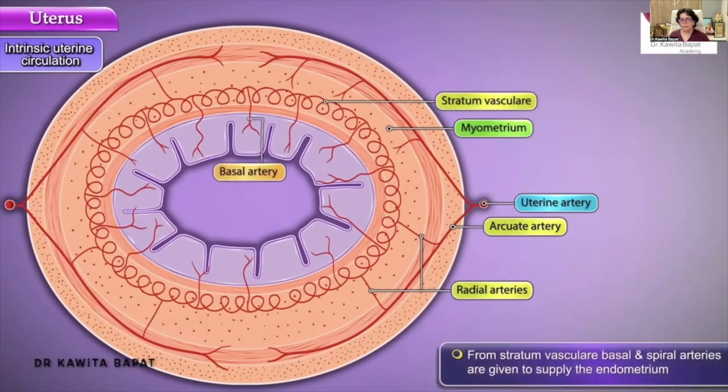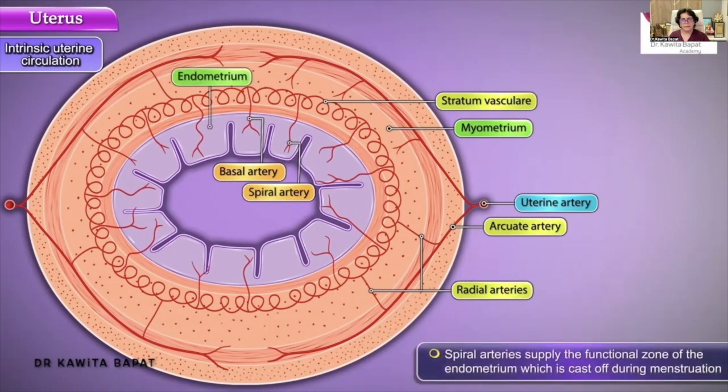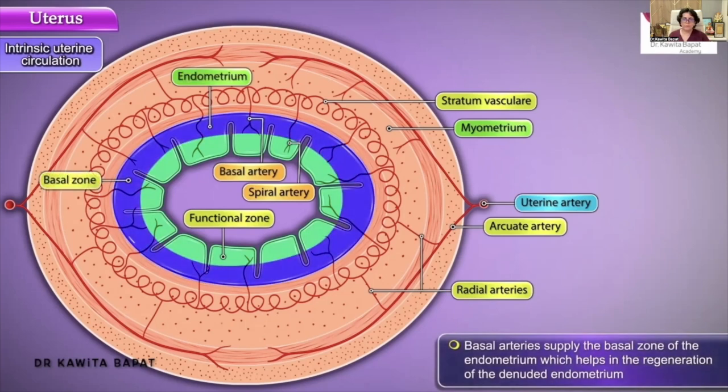From the stratum vasculare, the basal and the spiral arteries give supply to the endometrium. Spiral arteries supply the functional zone of the endometrium, which is cast off during menstruation. So spiral arteries are spiral in shape. The basal arteries are the straight ones. They go to the basal zone of the endometrium, which helps in the regeneration of the denuded endometrium.